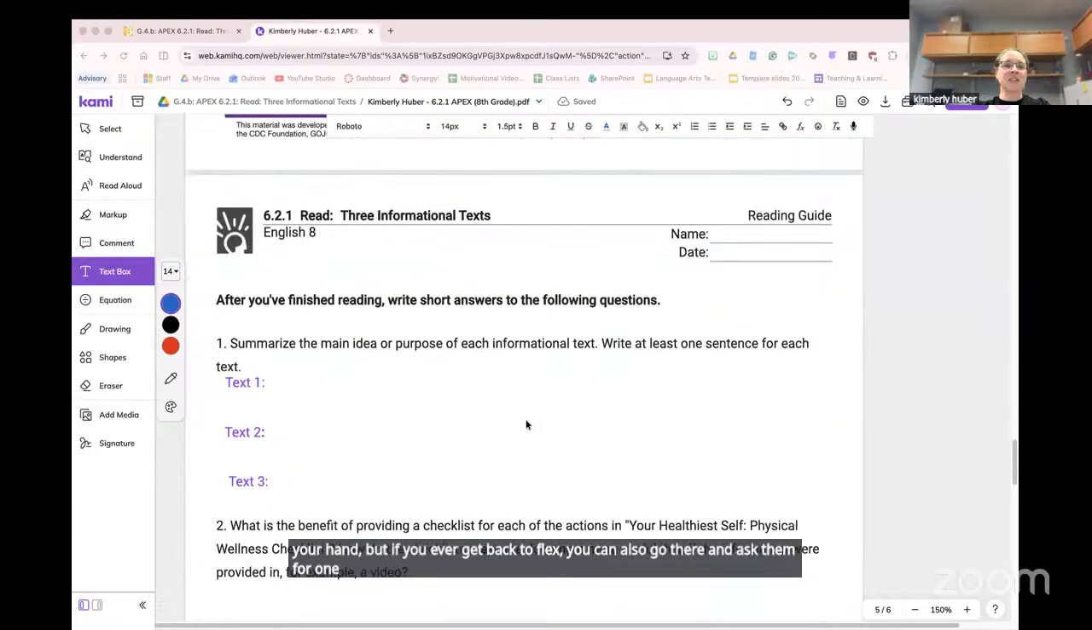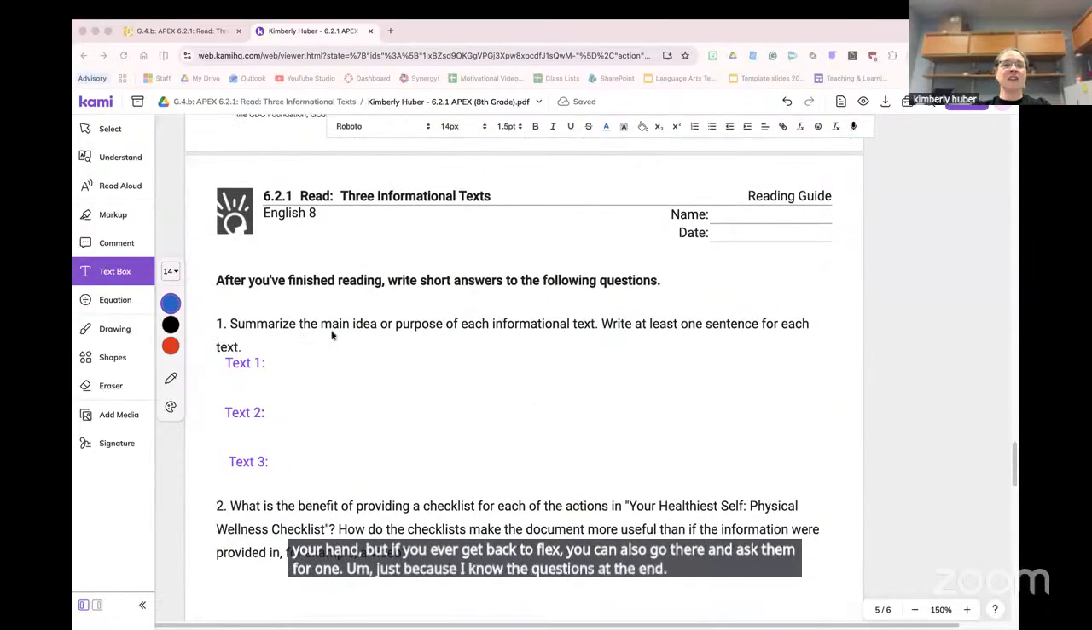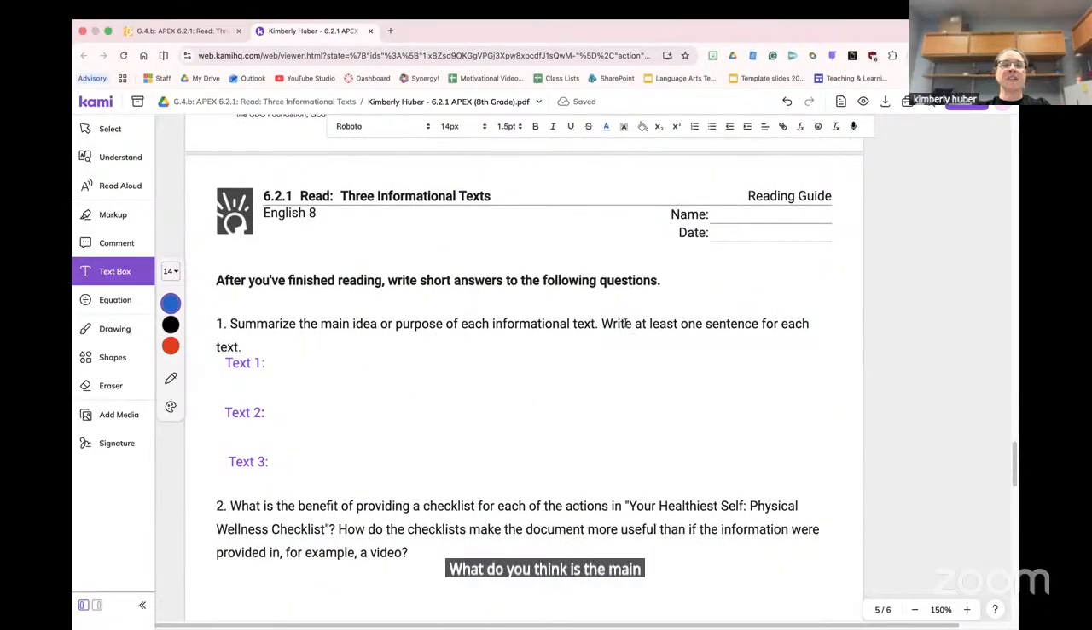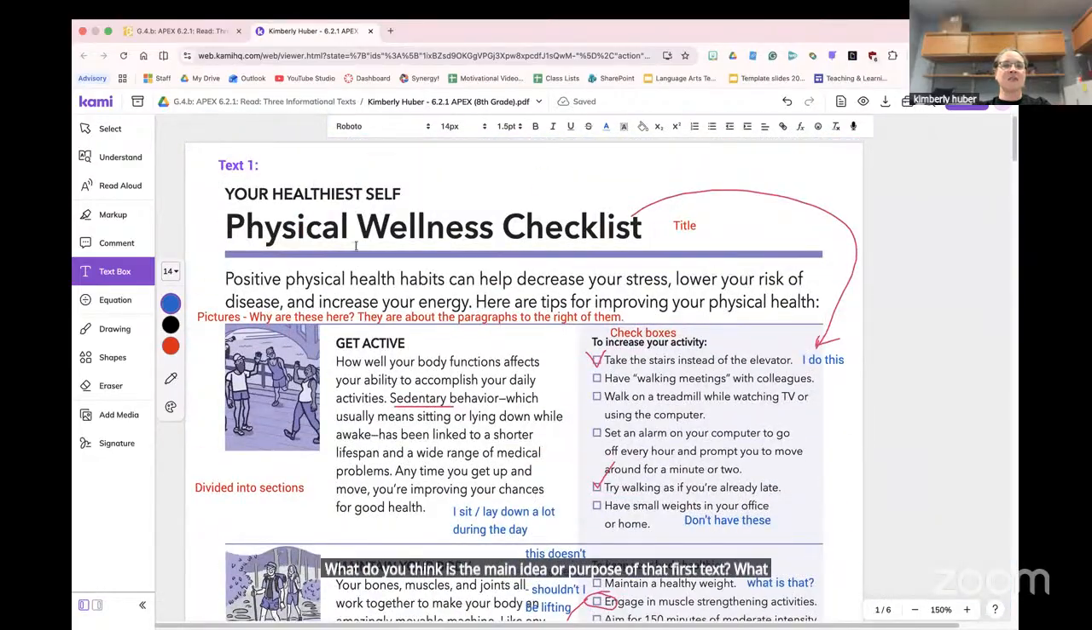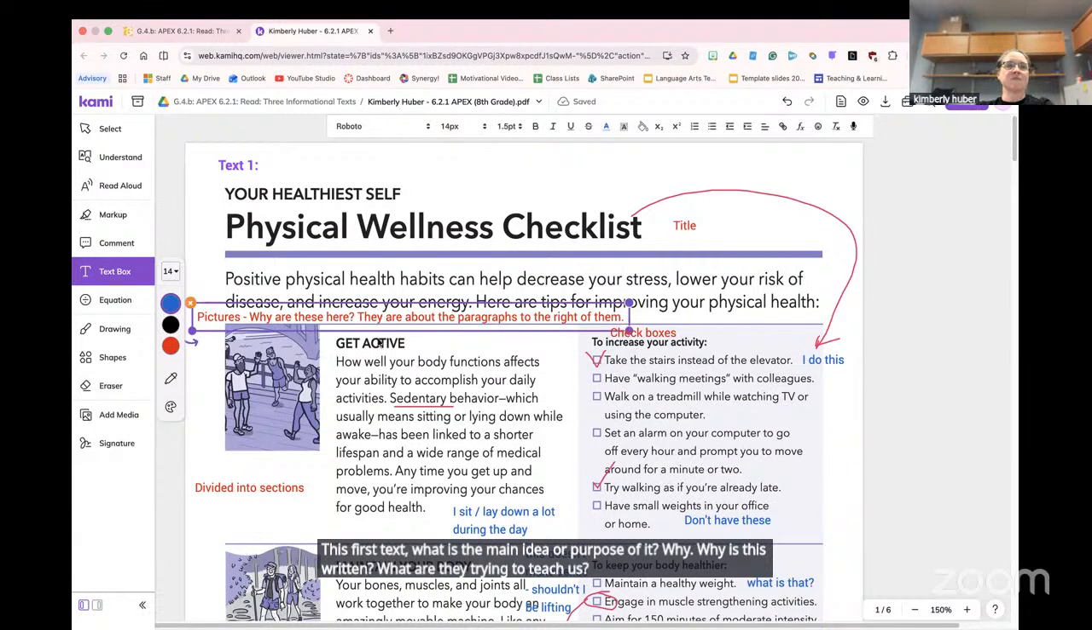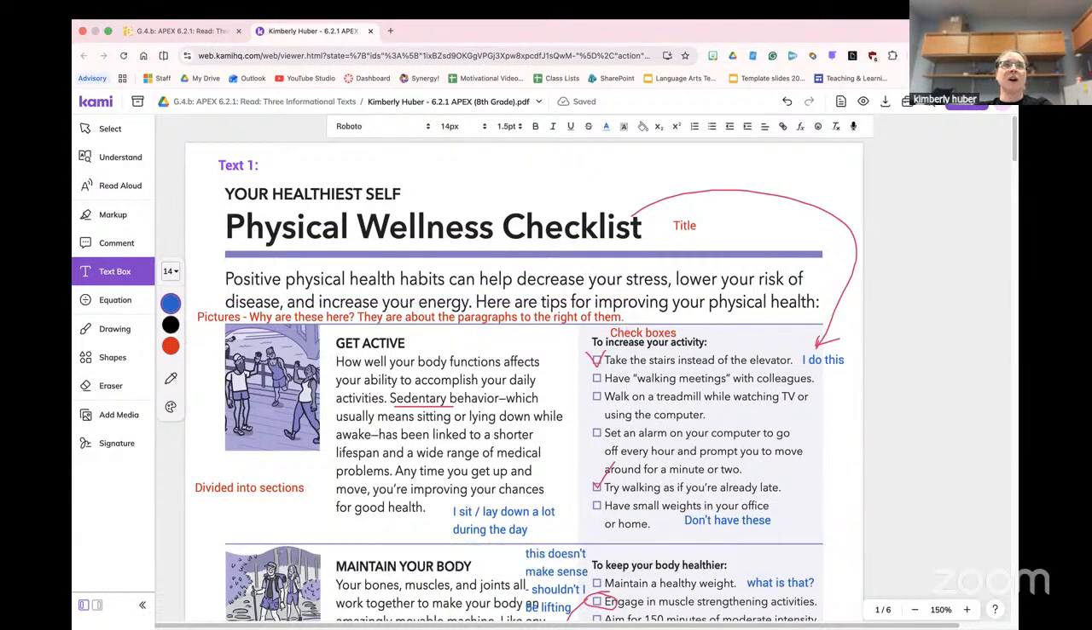Just because I know the questions at the end, what do you think is the main idea or purpose of that first text? What is the main idea or purpose of it? Why is this written? What are they trying to teach us? Why was this text written? What are they trying to teach us? Yes, it's about healthy habits, and what are they trying to teach us about healthy habits?